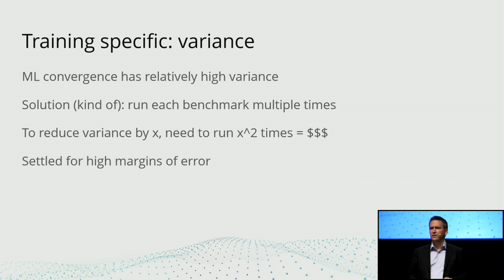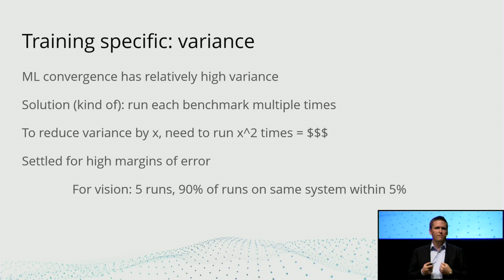Unfortunately, it's expensive. And so we can't really run it 1,000 times. So we accept some fairly high margins of error. I would say our vision benchmarks are plus or minus 2.5, very roughly. Our other benchmarks are maybe plus or minus 5.